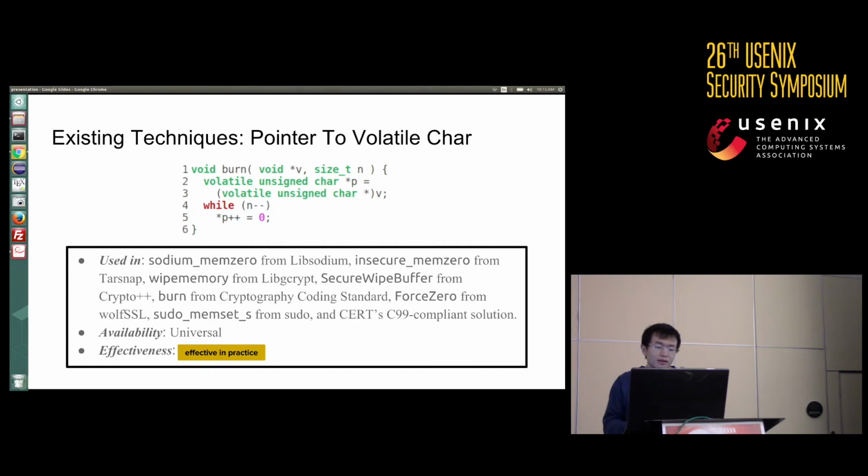So again, in summary, although this technique is effective in practice, it's not always guaranteed to work.